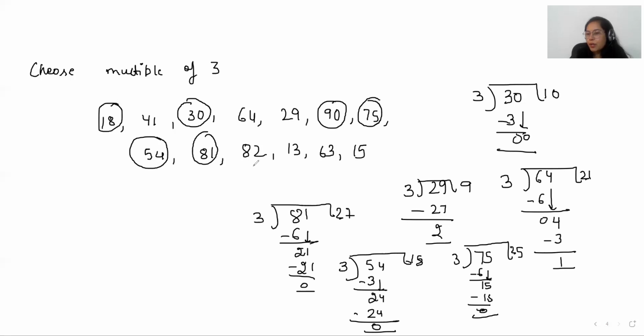The next number, 82, can't be a multiple. 13: 4 times 3 is 12, 13 does not come. Now 63. 3 times 2 is 6, then 3, and 3 times 1 is 3. Completely divisible. It gives you remainder 0. Yes. And 3 times 5 is 15. That's how you can find the multiples of 3.